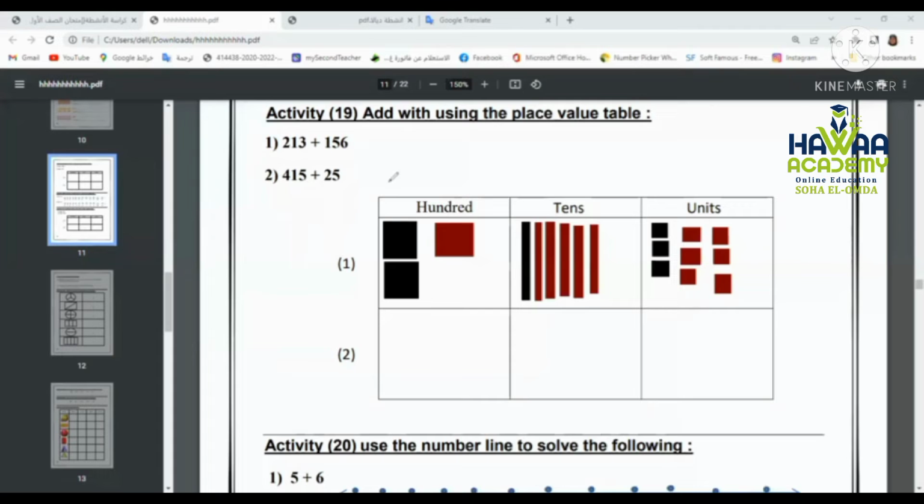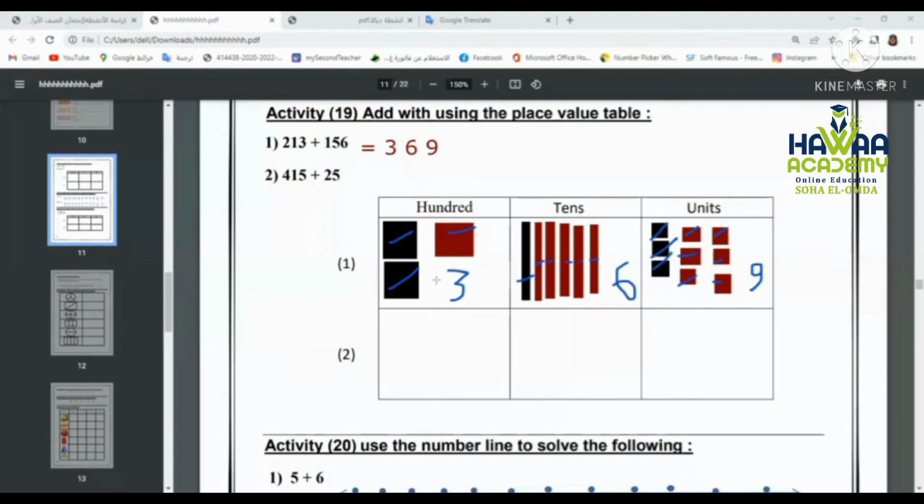Let's count and see. Here's how many hundreds? Here's 1, 2, 3. So we have 3 hundreds. How many tens? Here's 1, 2, 3, 4, 5, 6. So we have 6 tens. And how many ones or how many units? Here's 1, 2, 3, 4, 5, 6, 7, 8, 9. So here we go. 213 plus 156 will be 369. Great job, everyone.